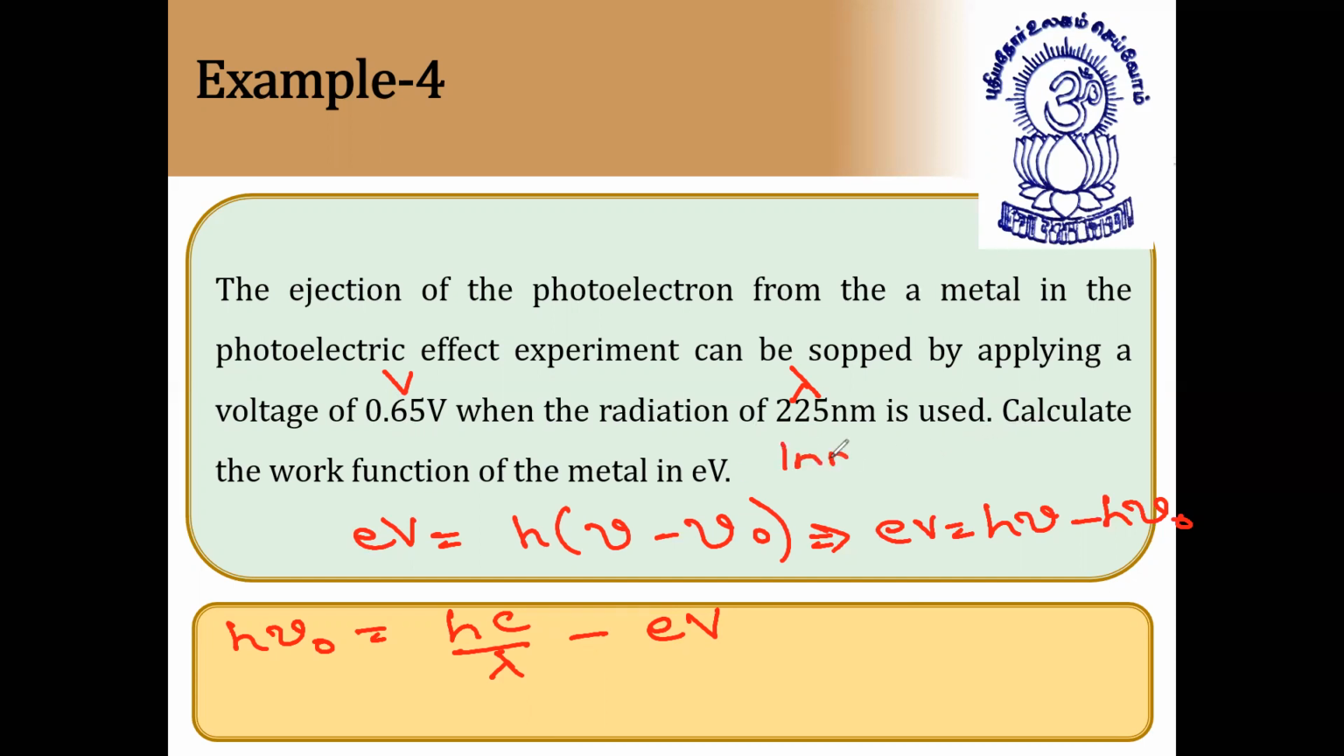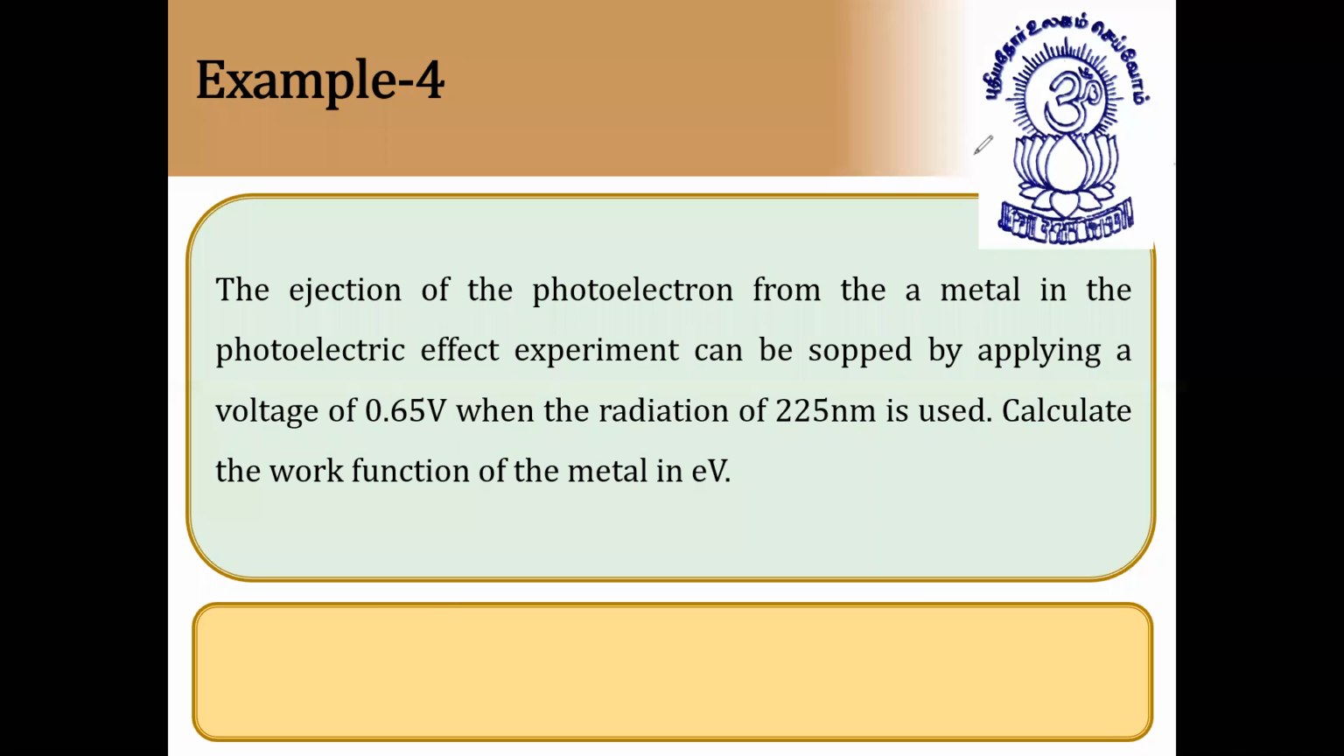So from the stopping potential formula, we know eV is equal to h into nu minus nu naught, where e is called charge of electron, V is called volt, and h is called Planck's constant, nu is called frequency, and nu naught is called threshold frequency. By expanding this formula, eV is equal to h nu minus h nu naught. And this h nu naught is called work function. So h nu naught is equal to hc by lambda minus eV. So in this way, you can find out the answer. And the work function of the metal will be in electron volts. So straight away the answer is 3.01 electron volts.